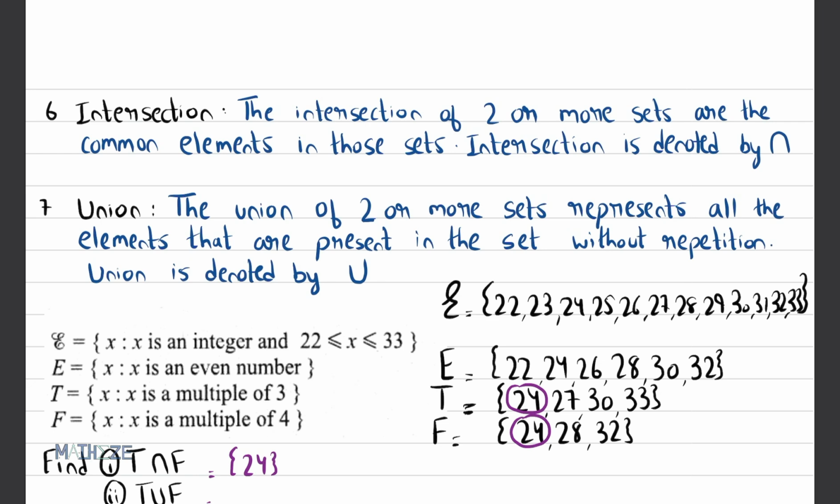So in union, I write all the elements, but the element that's repeated, I'll only write it once. So it's going to be 24 only once, and then 27, 28, 30, 32, 33. All the elements that are part of T and F will come once, but the element that's repeated will only come once. Do you get this? So we are clear with intersection and union also.